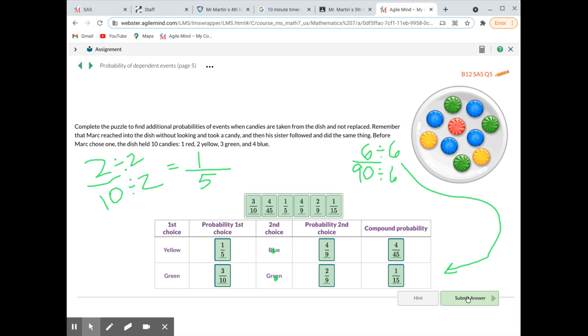Anybody have a question? Vincent, you got a question or you're giving me the answer? I was raising my hand to answer. All right. What was the answer, man? 1/15. Why was it 1/15 instead of 6 90ths? Because we simplified it. Perfect.